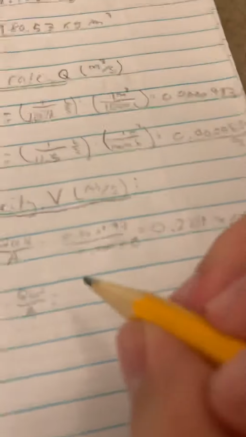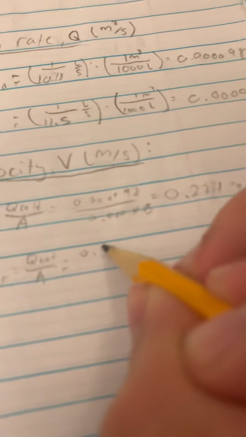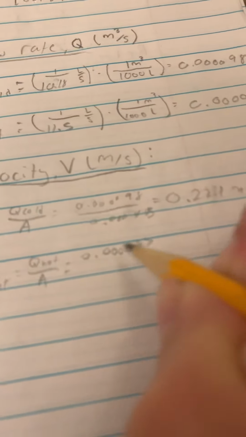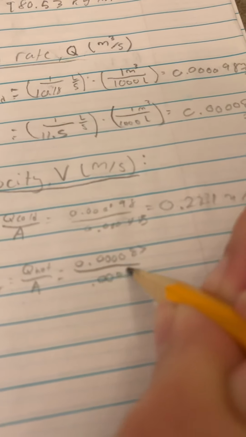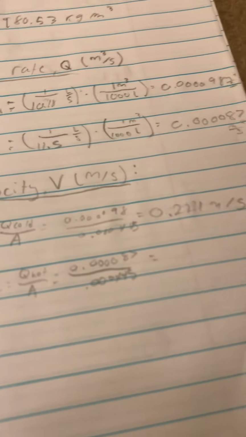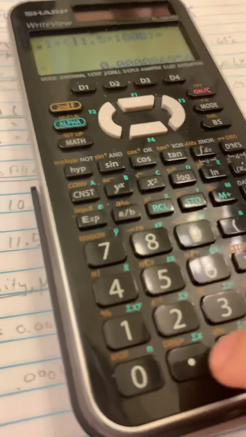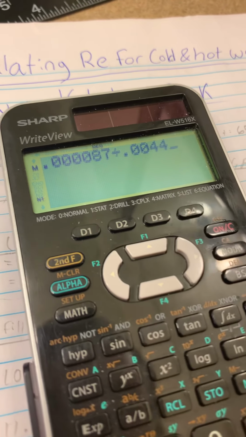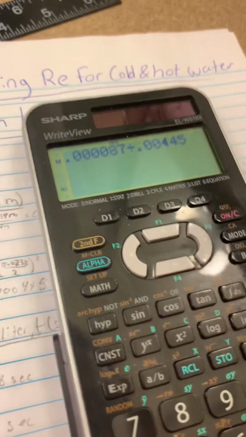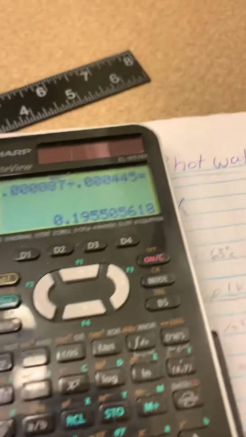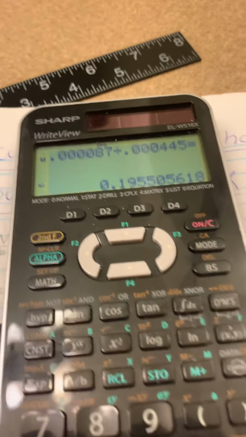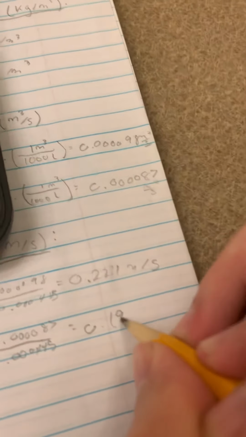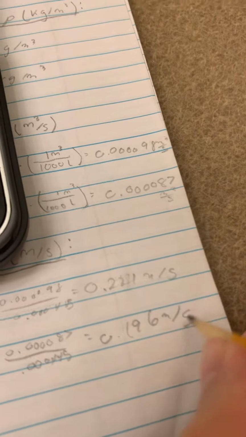And for velocity, I'm going to plug in the flow rate and then the area, which is the same for both cold and hot. 0.000087 divided by 0.000445. Okay, so you get 0.196 meters per second.